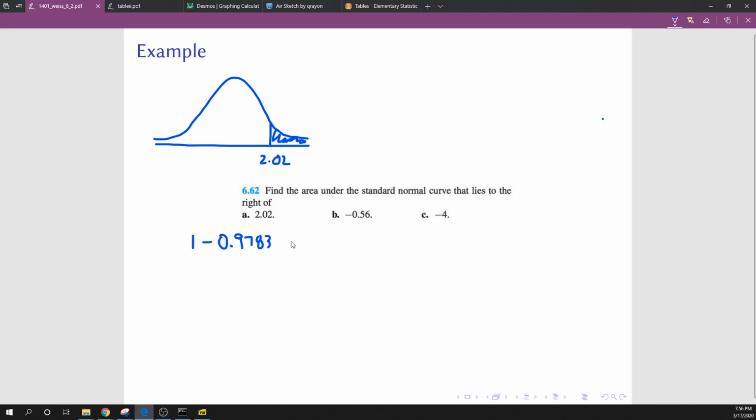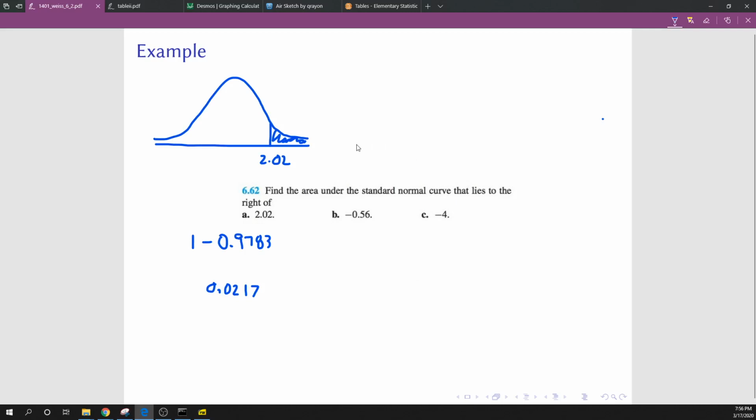Let's make that little calculation as to what that is. 1 minus 0.9783 gives us 0.0217. I think that's right. Yes. So that's the answer that we should get on part A.